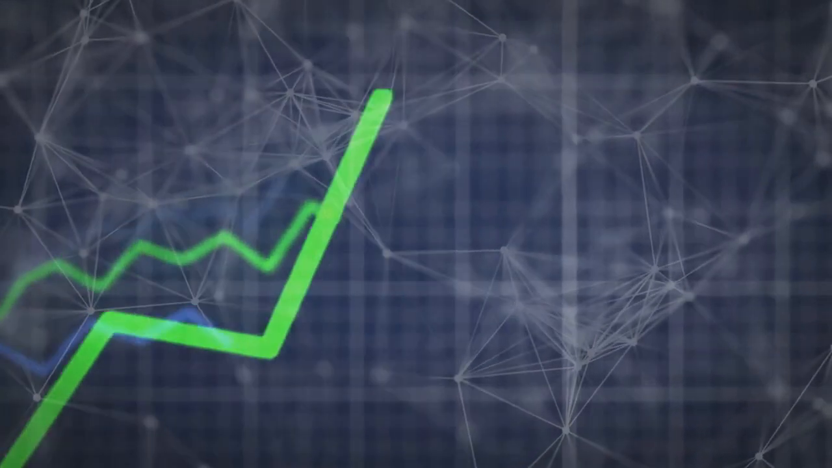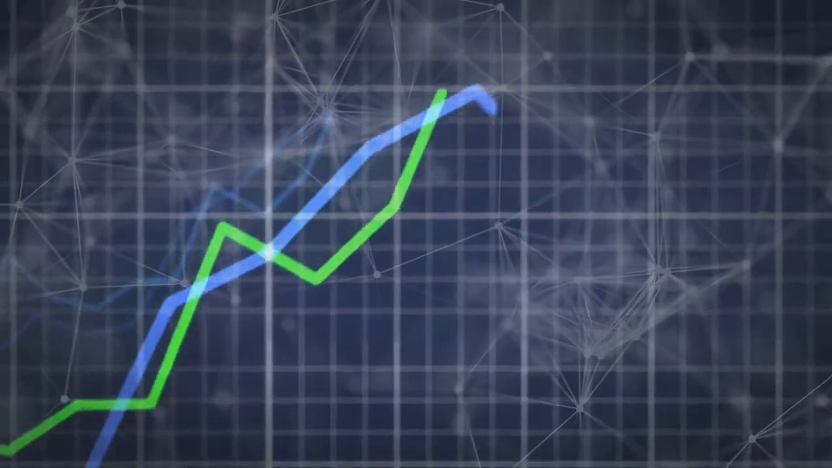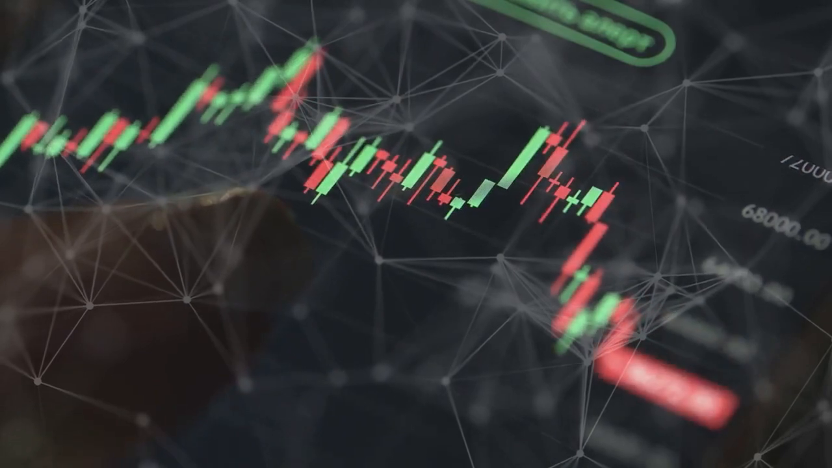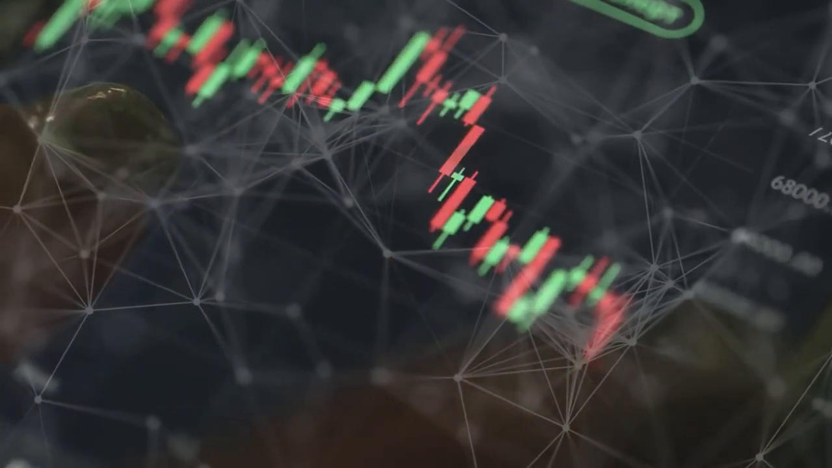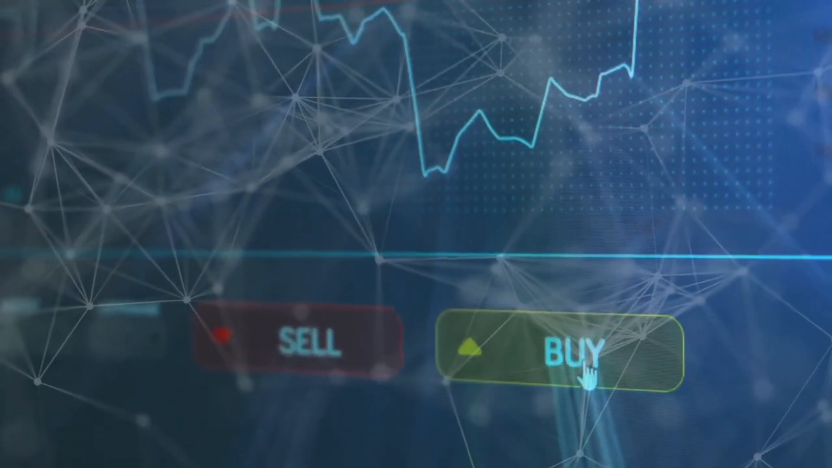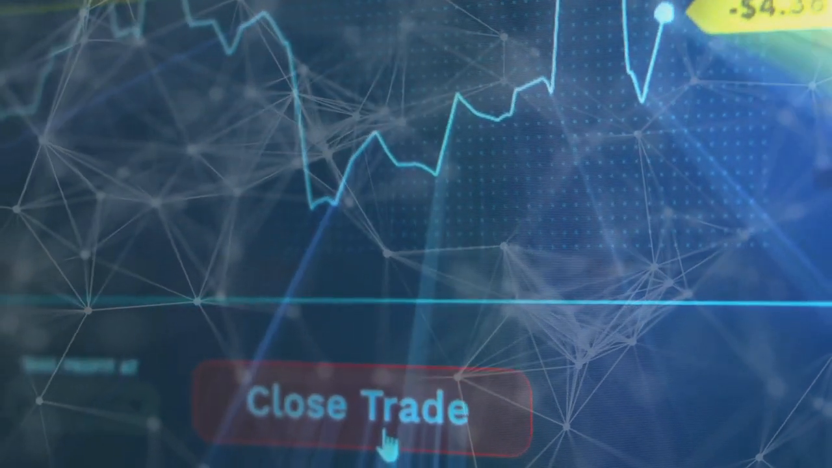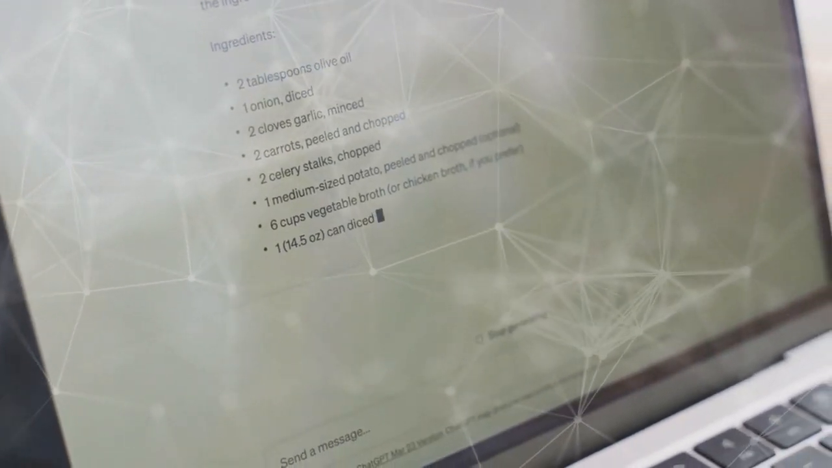Let's prompt ChatGPT. Hello ChatGPT, please write a PineScript version 5 strategy for TradingView. The strategy should enter a long position when a 9-period SMA crosses above a 21-period SMA. It should close the long position when the 9-period SMA crosses below the 21-period SMA. Please include a title for the script like My First AI MA Crossover.